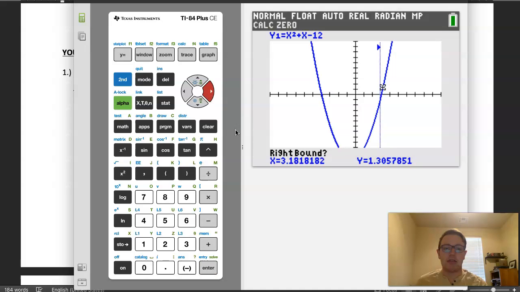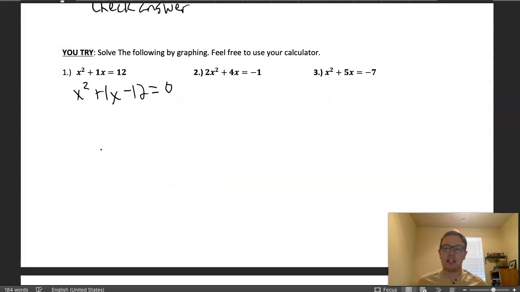Check our right bound by moving it to the right point, and we'll hit enter. We see that our second zero is 3. So our two answers here are x is equal to 3 and x is equal to minus 4. What about this second one? What will our answers be for that?